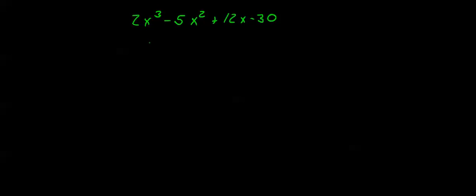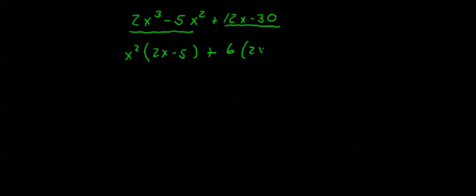All right, here's our second example. We look at this, first two terms here. We have a common factor of x squared. And so I factor it out, and I have 2x minus 5. Plus, I come over here, I have a common factor of 6. 2x minus 5. This only works if this factor and this factor are the same. If they're not, it's not going to work.